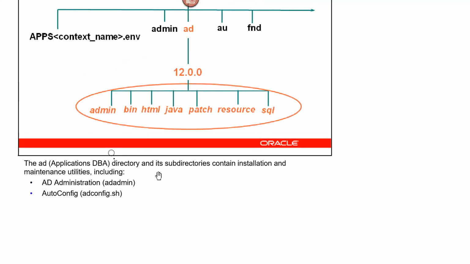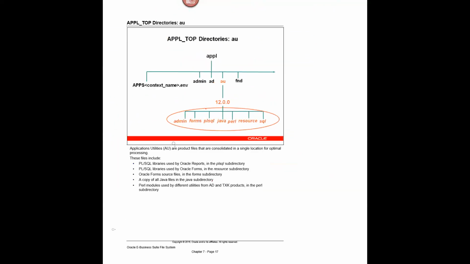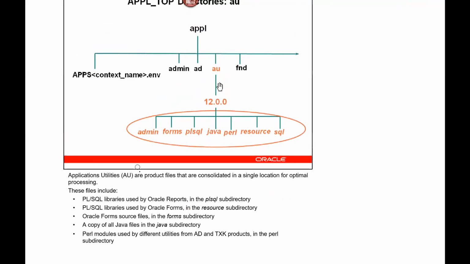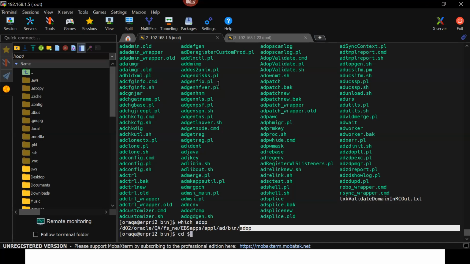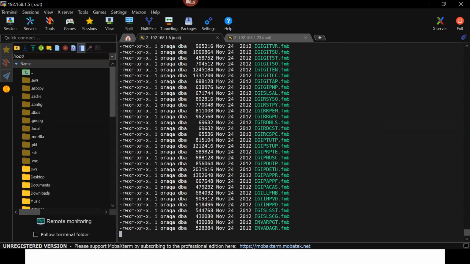The auto config file you'll also find in this particular directory. Similarly, you have the application utilities. This is something like an inventory of all the custom code, and also the seeded forms. If you go to AU top and go to forms, and then US, here you can find all the forms of all products.